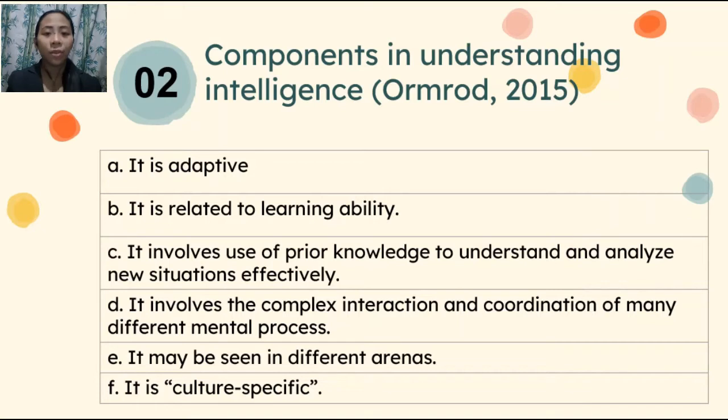Intelligent people learn information more quickly and easily than the less intelligent ones. C. It involves use of prior knowledge to understand and analyze new situations effectively. D. It involves the complex interaction and coordination of many different mental processes. E. It may be seen in different arenas, for example, on academic tasks or in social situations. F. It is culture-specific. What is intelligent behavior in our culture may not necessarily be intelligent behavior in another culture.